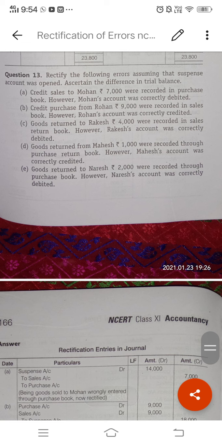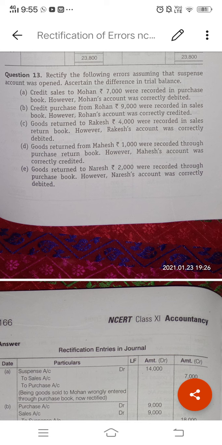See the first transaction. Credit sales to Mohan, 7,000, were recorded in the purchase book. However, the Mohan account was correctly debited. This is the first transaction. You have to write the correct entry. Credit sales to Mohan: Mohan account debit to sales account is the right entry. In this, the Mohan account is correctly debited. It is recorded in the purchase book, so the purchase book is a debit balance. So there is an excess of debit balance of 7,000.